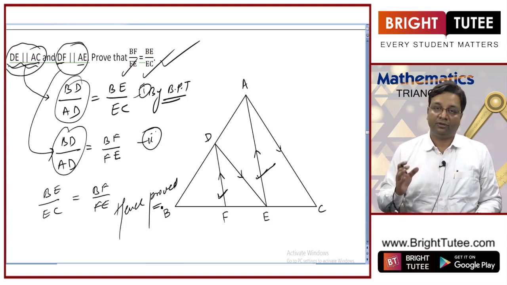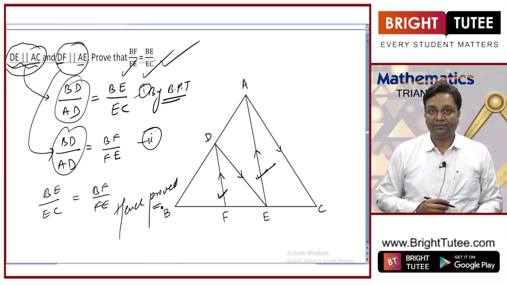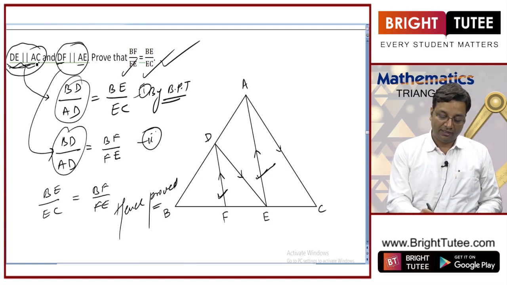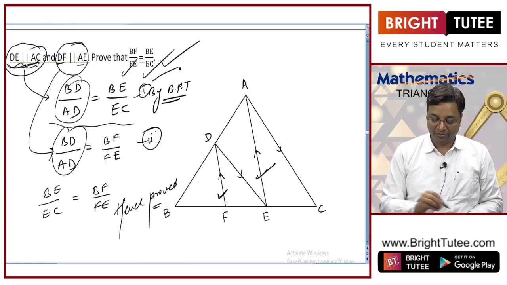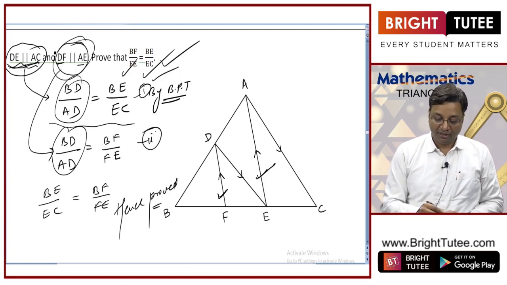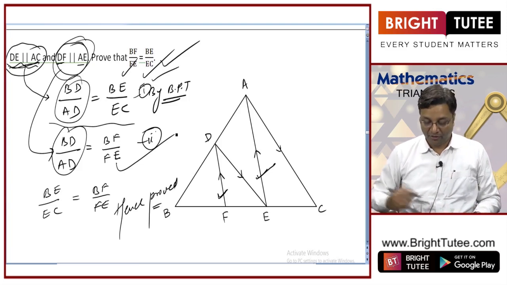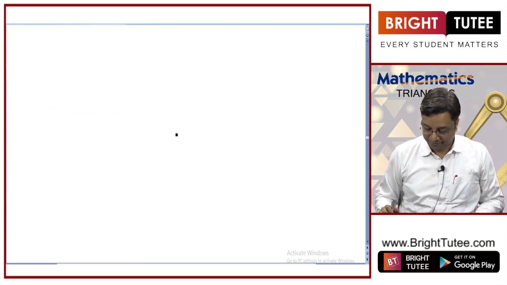You just keep on writing all these steps carefully, that what is given, let us say this is given, so this will give me this result, so let it be result number 1, and then this is given, so by basic proportionality theorem this is result number 2, right? You write all these steps and you will get full marks.